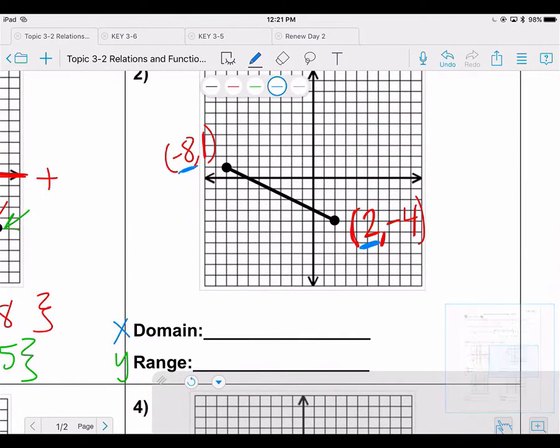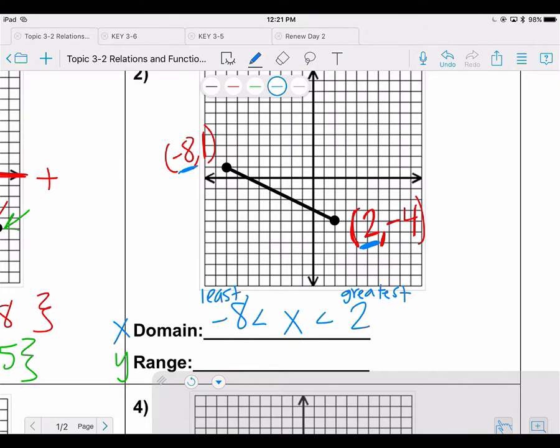So looking at my x's, they are -8 and 2. My lowest is a -8. My highest x value is a 2. So I put the least over here, or the lowest, and then the greatest over here. Because I did least to greatest, I can use less than signs. X is going to go in the middle like we did with the compound inequality.